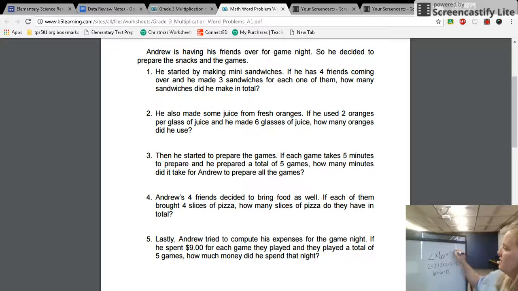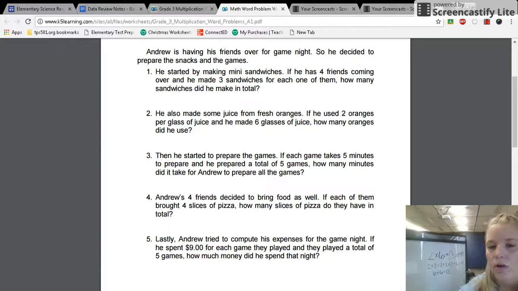So 2 times 6 equals 12. So when I read this problem, it asks how many oranges. So to make his orange juice, he had to use 12 oranges. So the really cool thing about word problems, a lot of the time, you're going to use the numbers that are already in the problem. You just need to know if you're going to multiply, divide, add, or subtract. So make sure you're paying really close attention to what the problem's asking you.